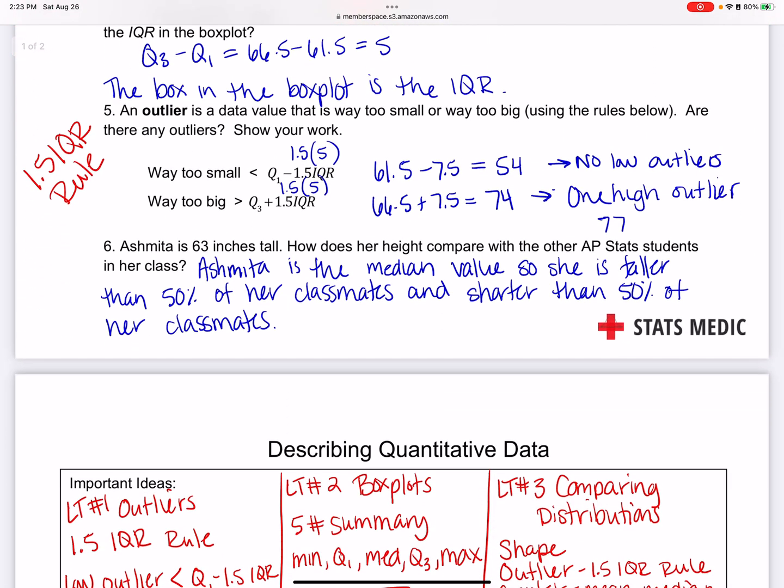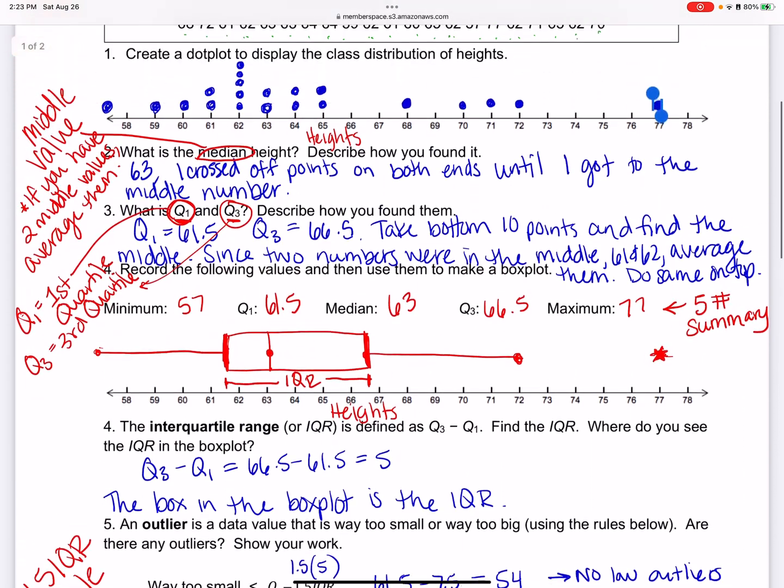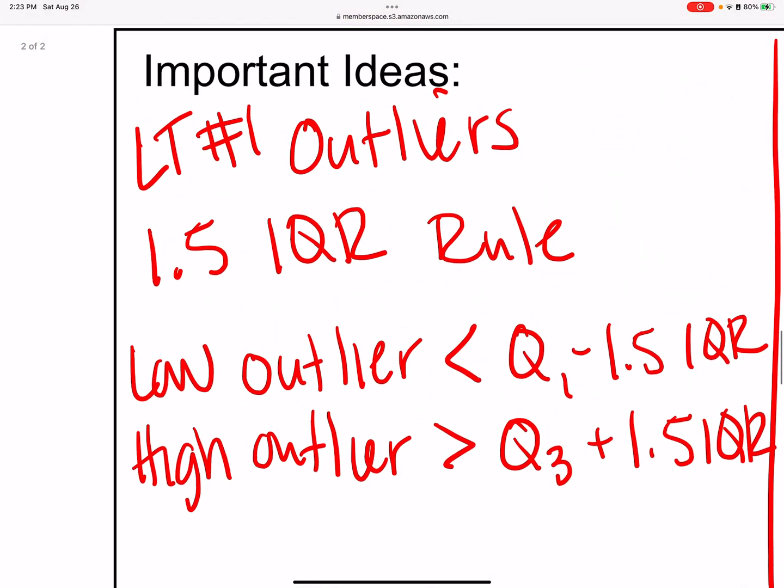So it says, how tall does the height have to compare with other AP statistics in your class? So how tall are you? And put your height here and see where you are as far as compared to other AP Stat students. So the important ideas that you needed to learn today: learning target number 1 is outliers.